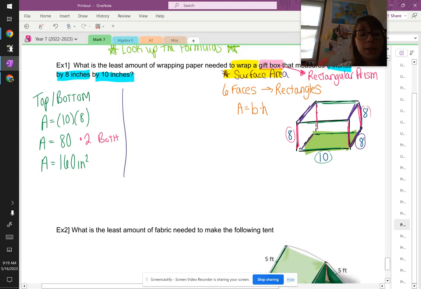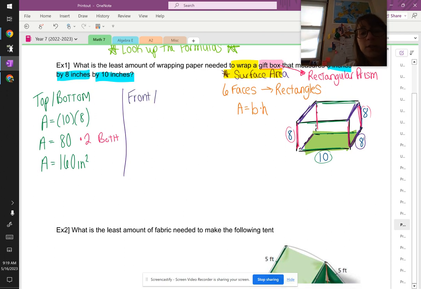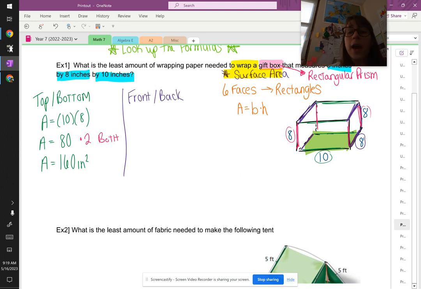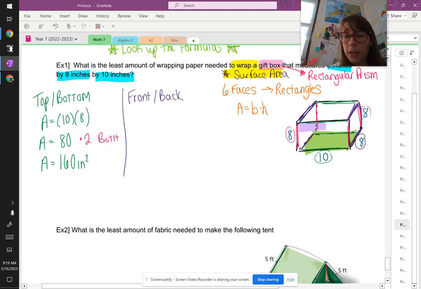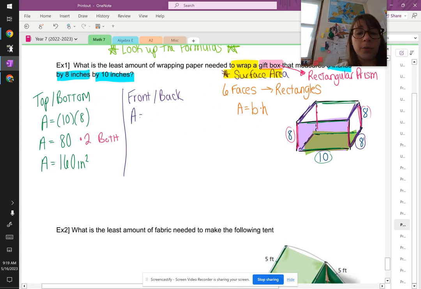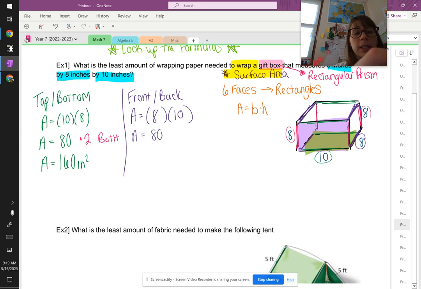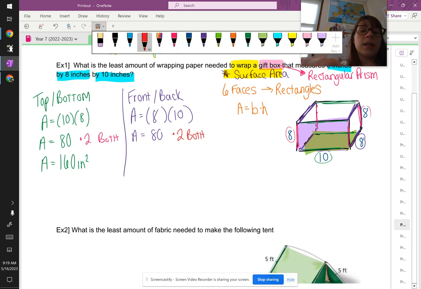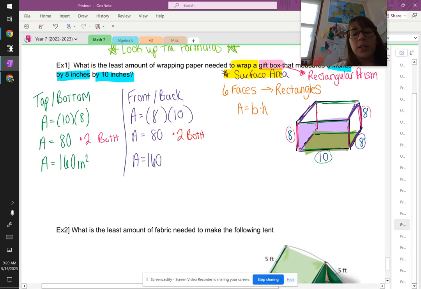All right, up next, let's do the front and the back. Front/back. Again, you have to be organized with your work, otherwise you're going to lose some credit on that. So there is that front that we're going to look at. And that also has dimensions, which is not always going to happen. This is a special case. That front also has dimensions of 8 by 10. So that's another 80. And again, we've got to multiply it by 2 for both sides to get another area of 160 inches squared.